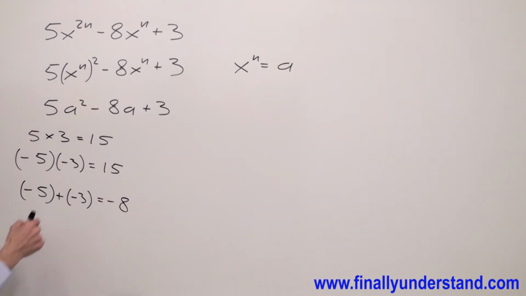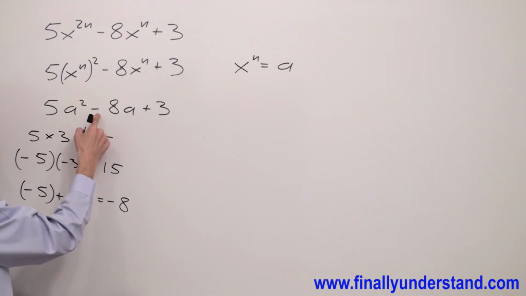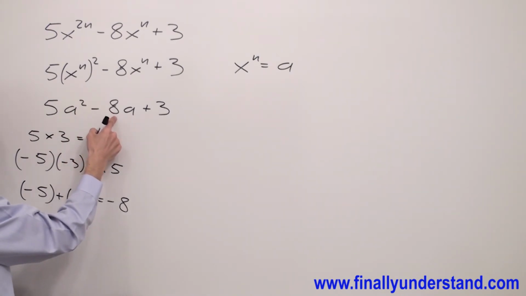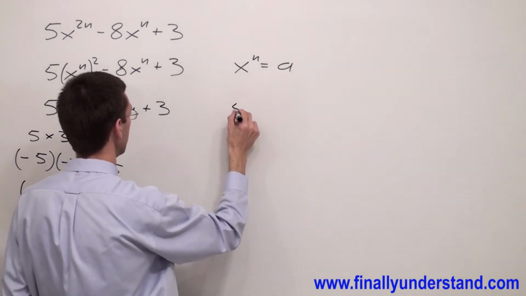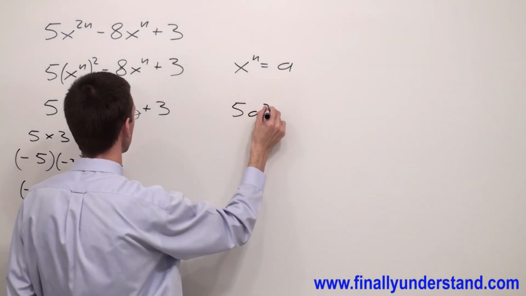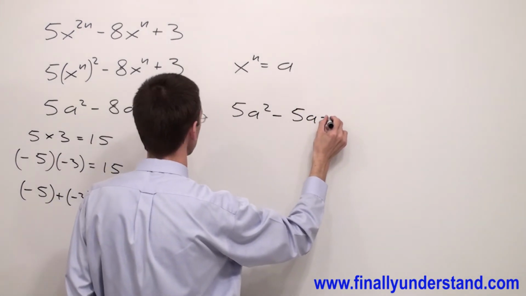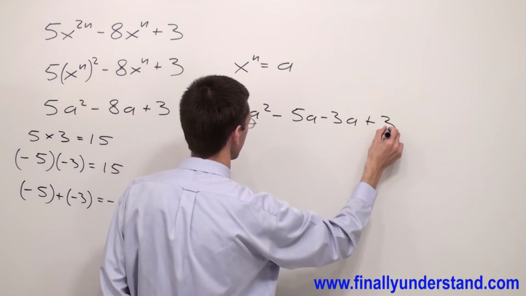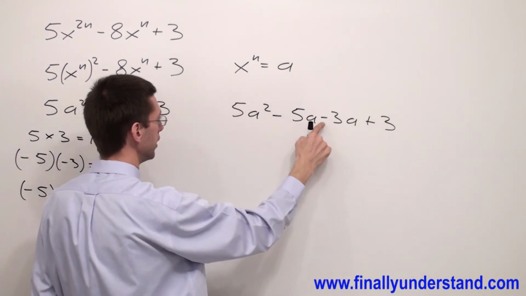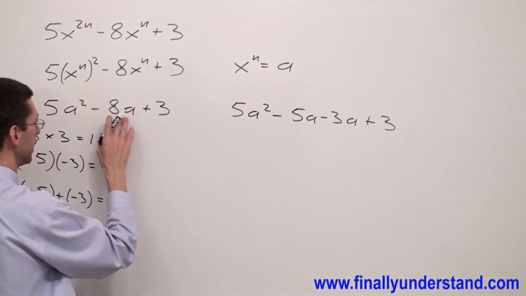Next, I'm supposed to rewrite my problem, but this time instead of negative 8a, I'm going to write minus 5a and minus 3a. I'm going to have 5a squared minus 5a minus 3a plus 3. This is the same thing because negative 5a and negative 3a together are going to give me negative 8a.